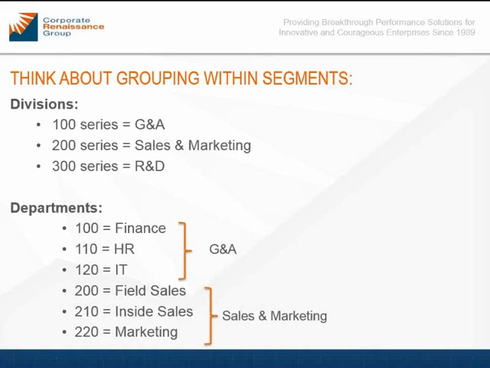So I could have a segment dedicated to division/department, and I could know that the 100 series is G&A. If I look at 100, it actually means finance, 110 means HR, 120 means IT, and they group together as 100s into G&A. Or we think about 200, 210, and 220. We put the examples of field sales, inside sales, and marketing, grouping up to sales and marketing. So again, we want to think about, does this segment have to be dedicated to one thing, or can it cover two different financial reporting perspectives?